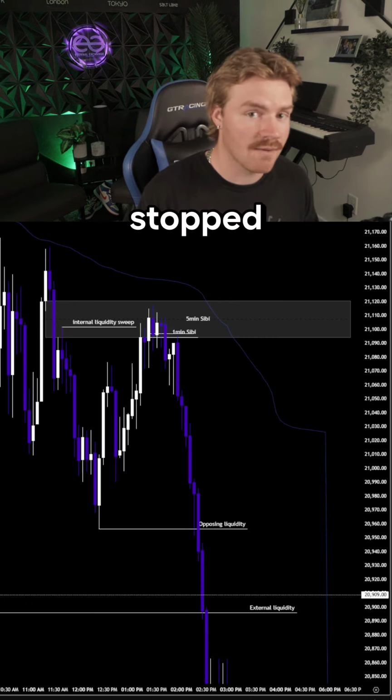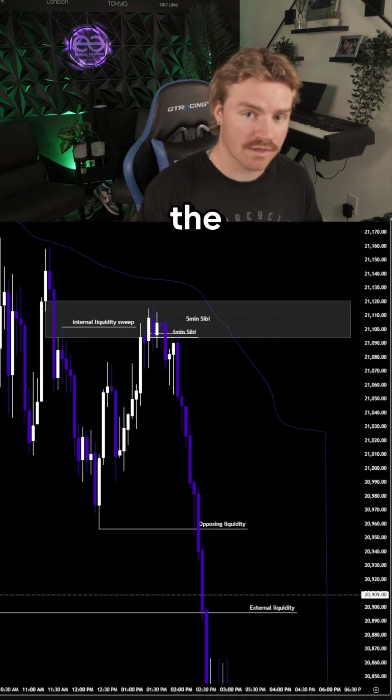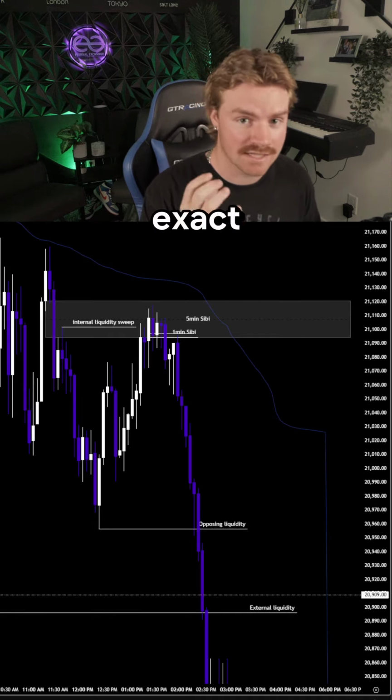Many traders get stopped out before big moves happen because they don't wait for the internal liquidity sweep or the IFVG. Right now I'm going to show you on the charts a real example of taking this exact model.